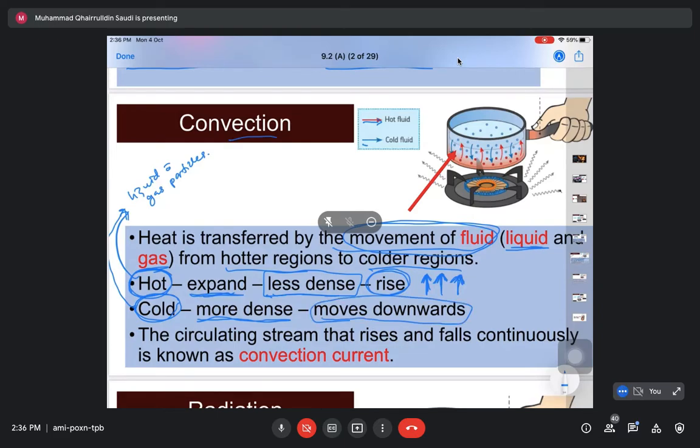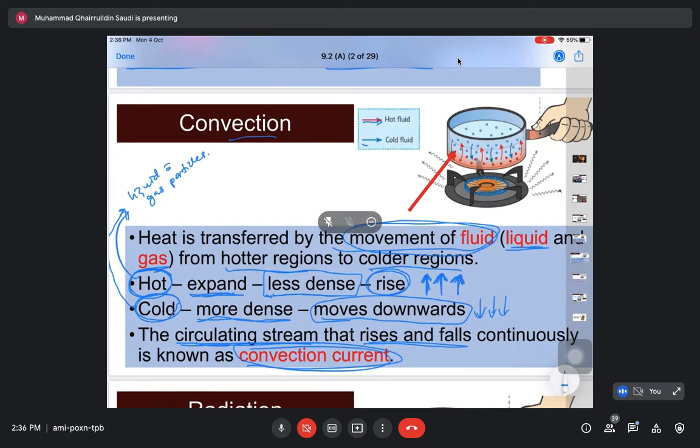And this is how heat is being transferred using convection because the fluid, the liquid or gas moves. Okay, yang mana panas naik atas, yang mana sejuk turun bawah. So they constantly move and they bring the heat energy with them. Okay. So the circulating stream that rises and falls continuously is known as convection current.